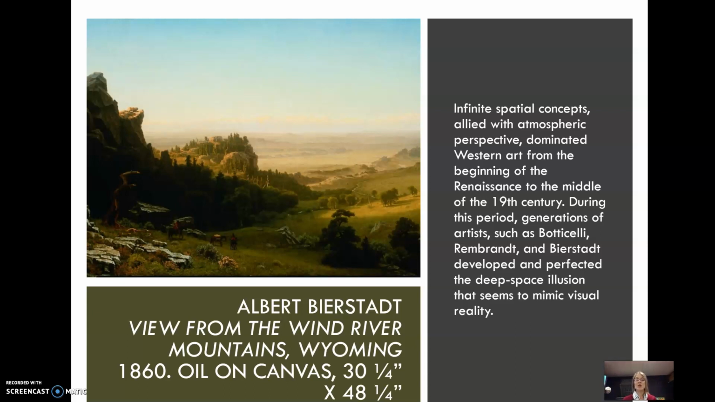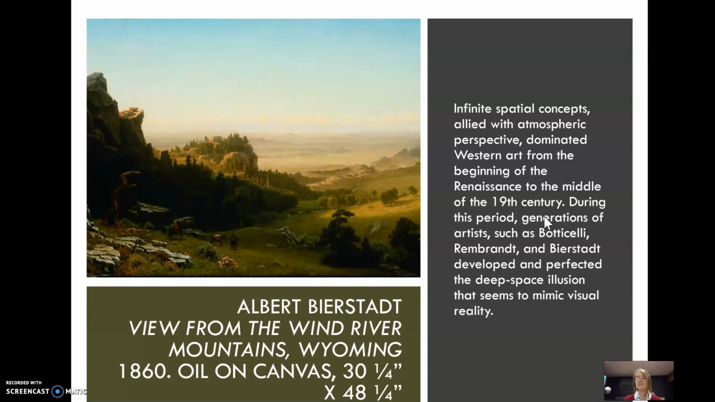So infinite spatial concepts allied with atmospheric perspective, which is the haziness in the background that you see here. Here's the horizon line where the sky touches the ground. We see the neutral tones, the lighter values, and then as objects get closer to the viewer, say here in the foreground, there's much more darker shadows, more detail. You can see things more clearly in the foreground.